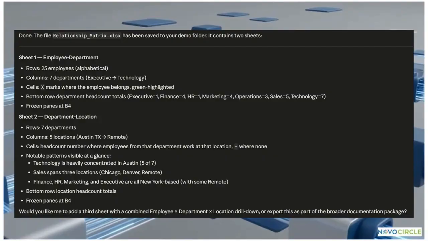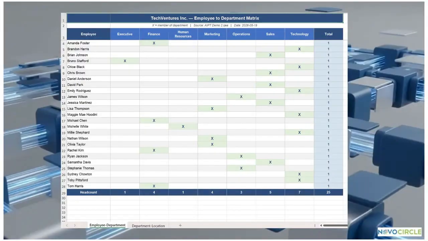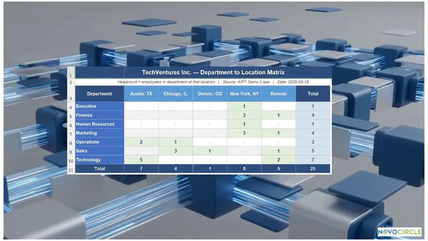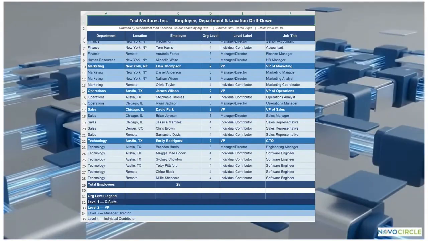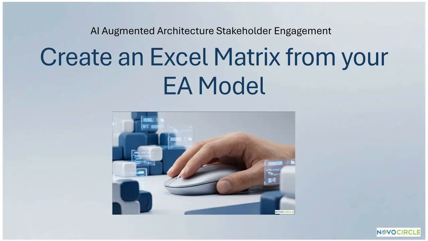Let's take a look. Here is the employee-to-department matrix we asked for, and the department-to-location matrix. Here is the combined drill down that we didn't ask for, but AI power tools for Sparx EA thought might be helpful. You now have a set of Excel matrix views built from your EA model, ready to share with stakeholders in a matter of minutes. AI did the mechanical work, but the architect was always in the driver's seat.